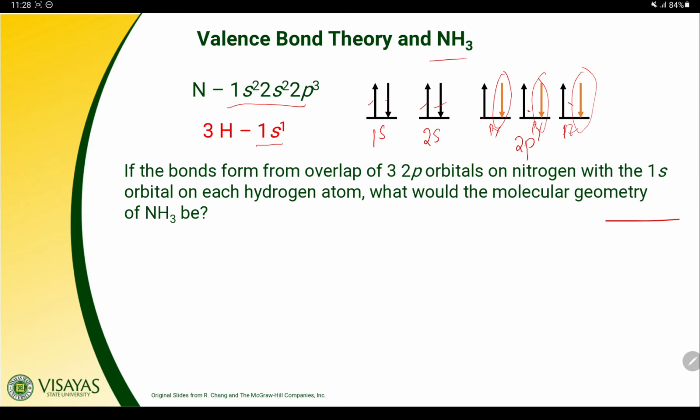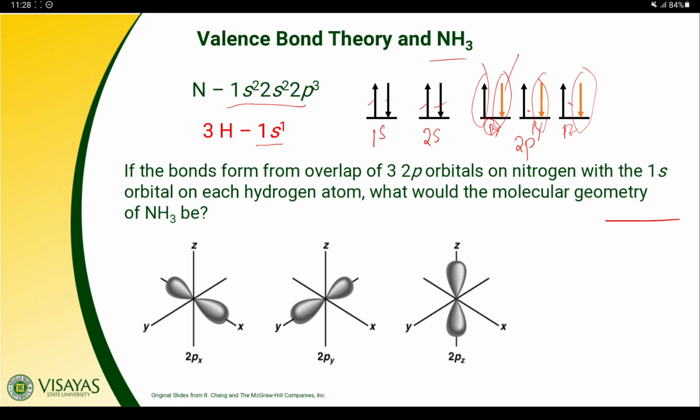Now, if the bonds form from overlap of the p orbital, this is the electron of the p orbital, and this is the electron of the s orbital of hydrogen. So if bonds form from overlap of the three 2p orbitals of nitrogen with the 1s orbital on the hydrogen atom, what would the molecular geometry of ammonia be?